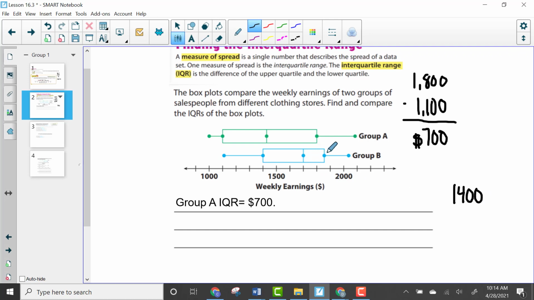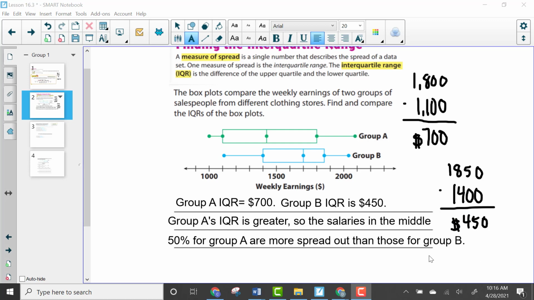The upper quartile, you can see, is 1,850. Subtract those two. The IQR is $450.